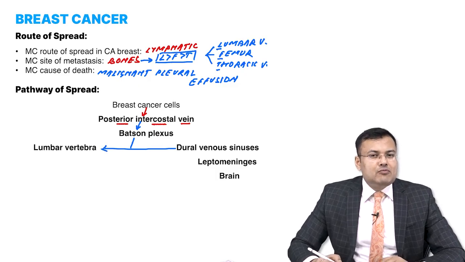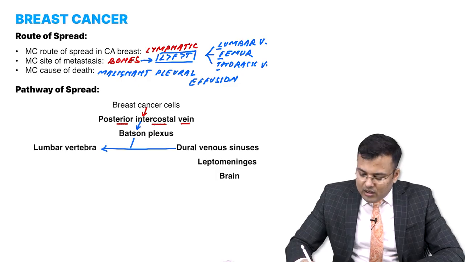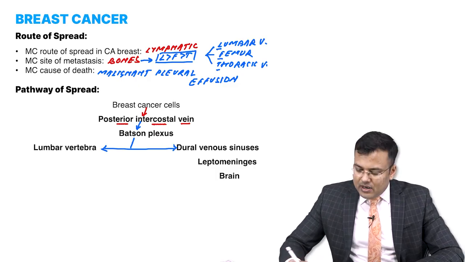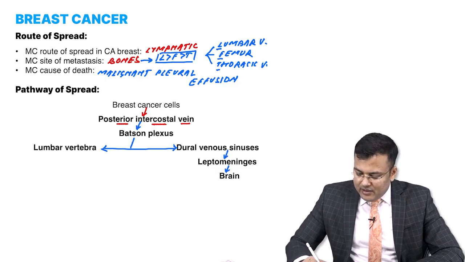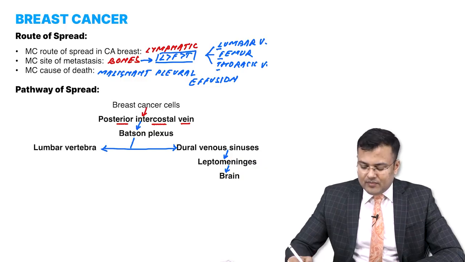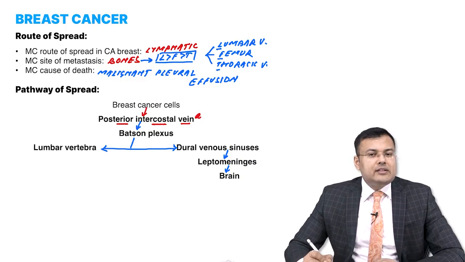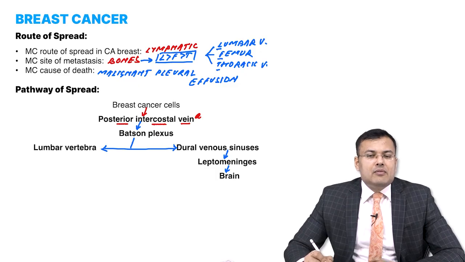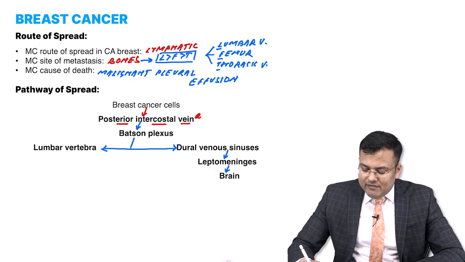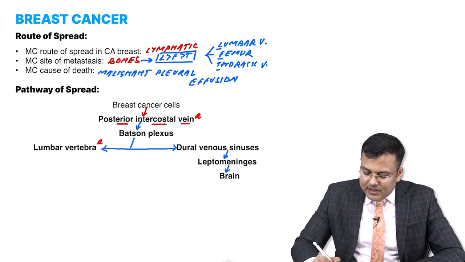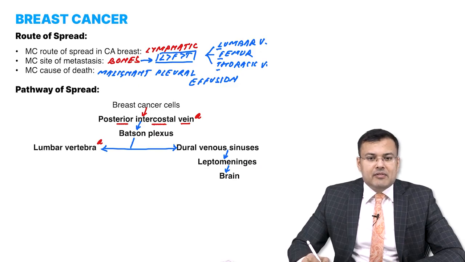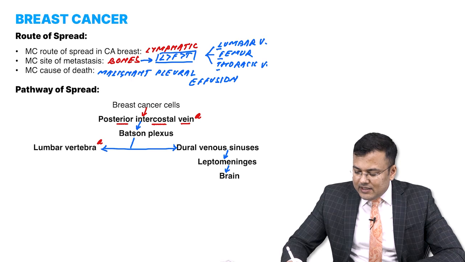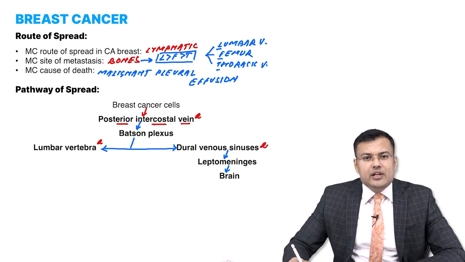That's the most common site of metastasis, or dural venous sinuses. From dural venous sinuses, leptomeninges. From leptomeninges, brain. So I'm repeating the questions which are asked. First, via which vein is there involvement of Batson plexus? Posterior intercostal vein. Via which plexus is there involvement of lumbar vertebra? Batson plexus. Most common site of metastasis in CA breast: lumbar vertebra. Via which sinuses is there involvement of leptomeninges? Dural venous sinuses.